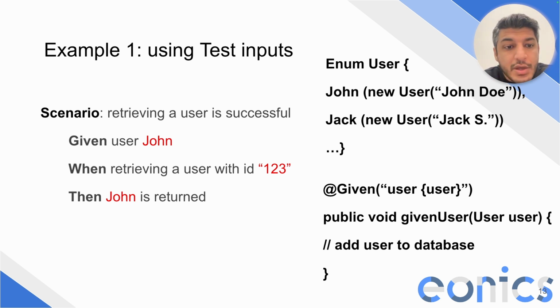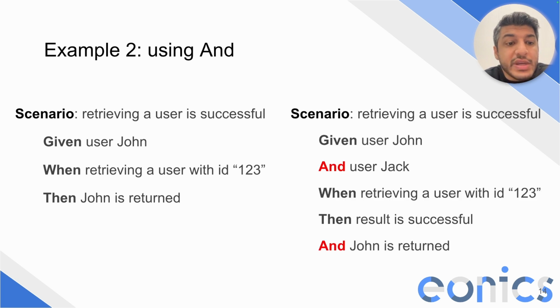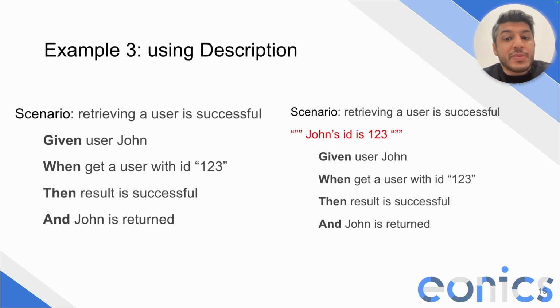All right, now in our scenarios we can use "and", as I described earlier. So after each sentence, whether it's a given, or a then, you can use "and" to indicate that this is a continuation of the previous step. You can use description. So for instance, here we have given user John, and when get a user with ID 123, then result is successful and John is returned.